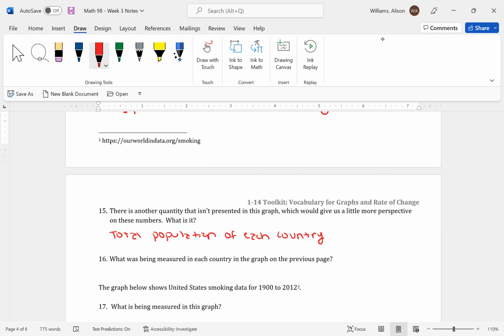What was being measured in each country? The total number of smokers.